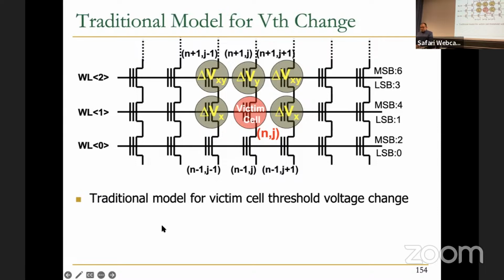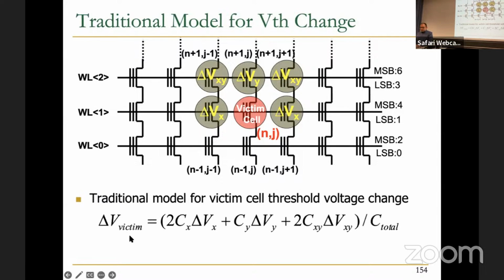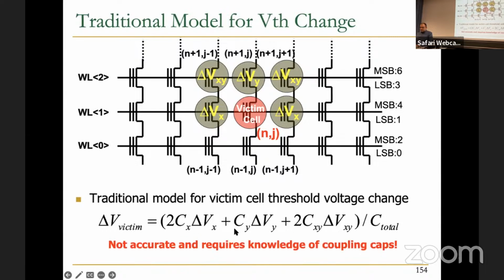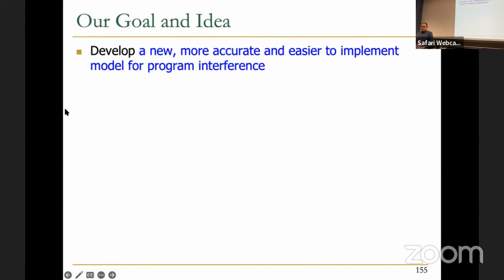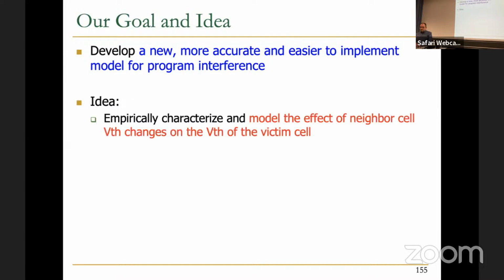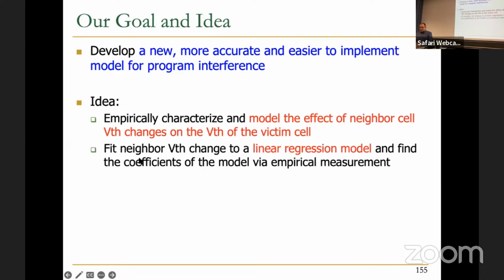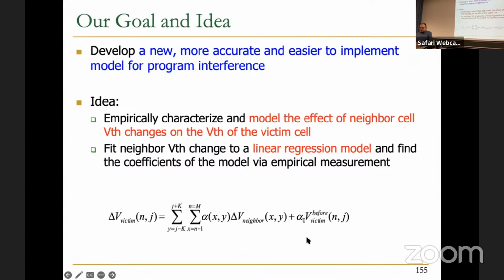There has been work on a traditional model for victim cell threshold voltage change, but these models are not accurate. You also need knowledge like coupling capacitances, which is not easy to get. So the goal in this work is to develop a new, more accurate and easier to implement model for program interference. The idea is to empirically characterize and model the effect of neighbor cell VTH change on the VTH of the victim cell, then fit neighbor voltage threshold change to a linear regression model and find the coefficients of the model via empirical measurement. So that's the model that we came up with.